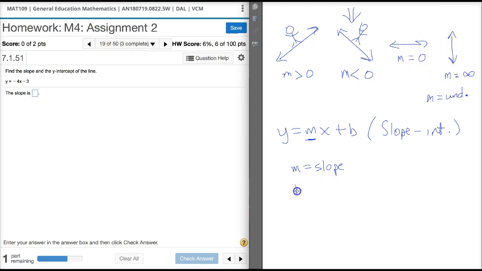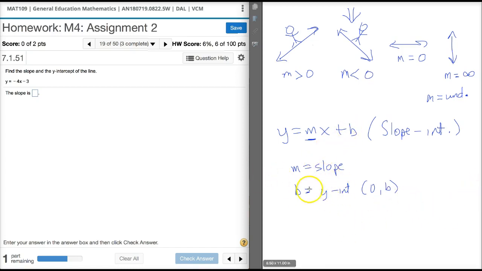Okay. This B here is what we call the y coordinate for the y-intercept. I'm just going to say y-intercept for short. Okay. So your actual y-intercept is going to be the point (0, b), but this just lets us know what the y coordinate is for the y-intercept.